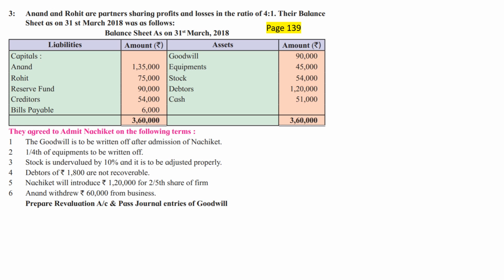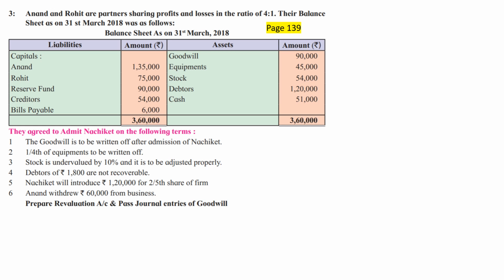They agreed to admit Nachiket on the following terms. The goodwill is to be written off after admission of Nachiket. Okay. 1/4 of the equipments to be written off. Stock is undervalued by 10% and it is to be adjusted properly. Debtors of rupees 1,800 are not recoverable. Nachiket will introduce rupees 1,20,000 for 2/5 share of the firm. Anand withdrew rupees 60,000 from business. Prepare revaluation account and pass journal entries of goodwill.